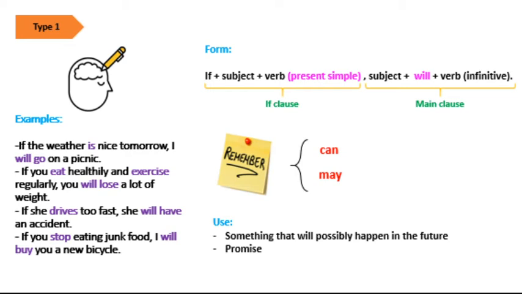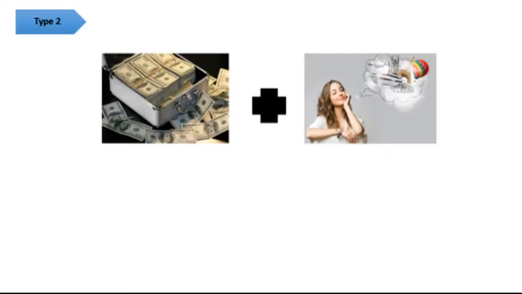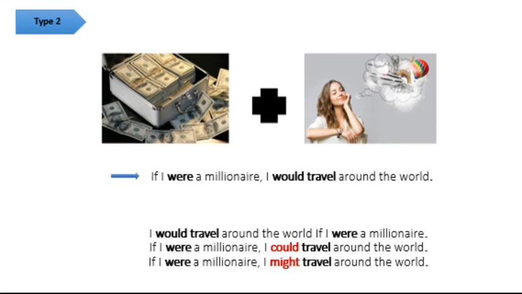Okay, now it's time to check the conditional type 2. The first situation. You can see there a lot of money. Okay, so what would you do, guys, if you were millionaires? Or what would you do if you were a millionaire?